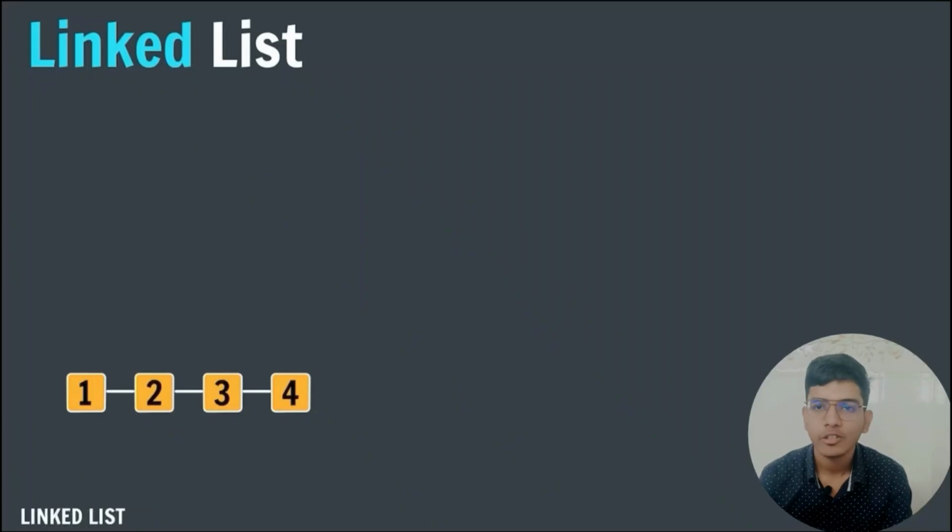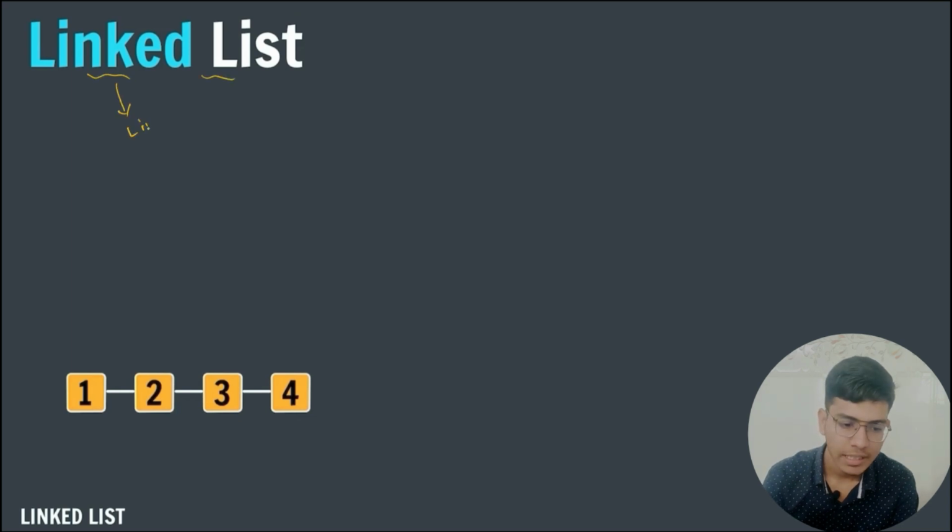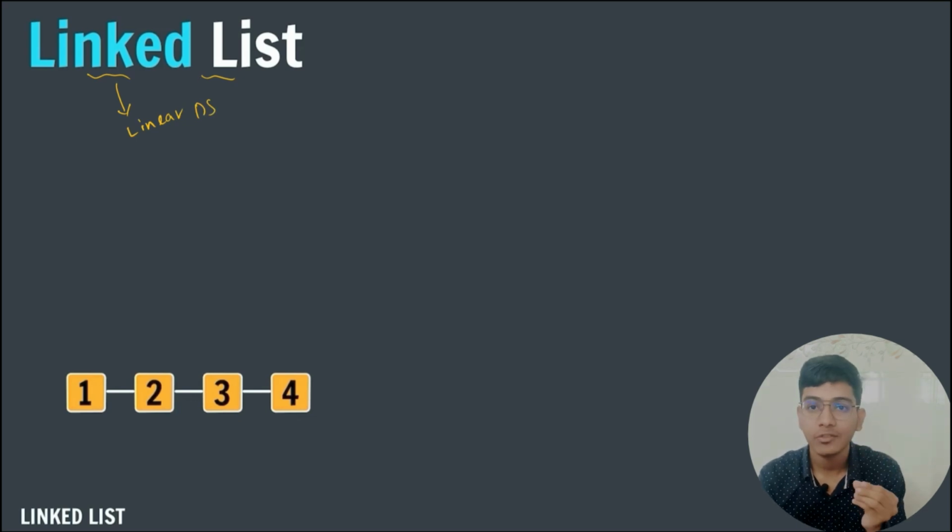Hello everyone, now we are going to start our next chapter, that is linked list. So a linked list is a linear data structure. Up to now we have studied two different kinds of linear data structures, that is arrays and array list.